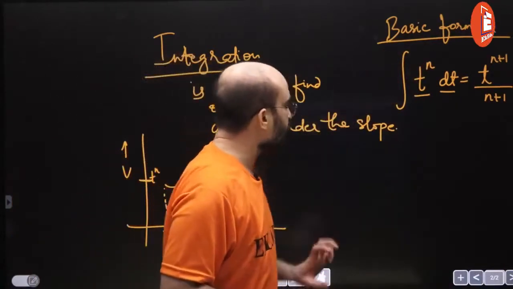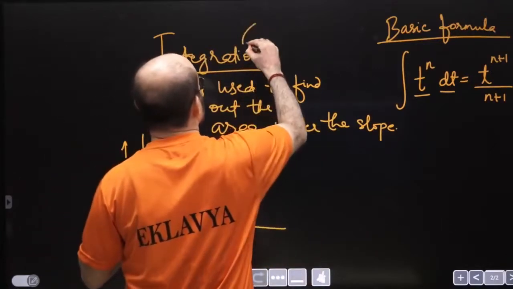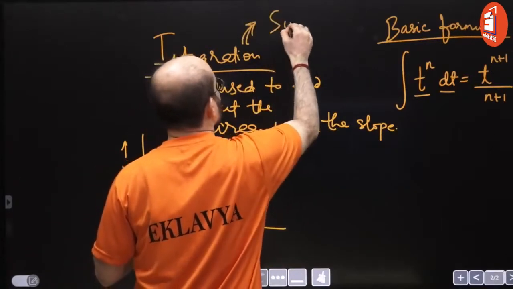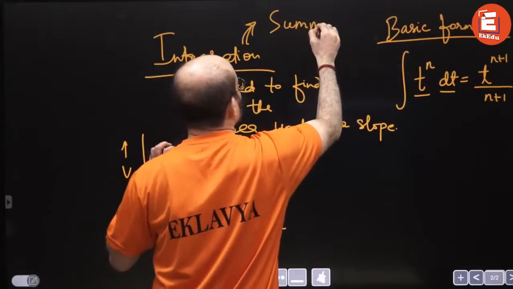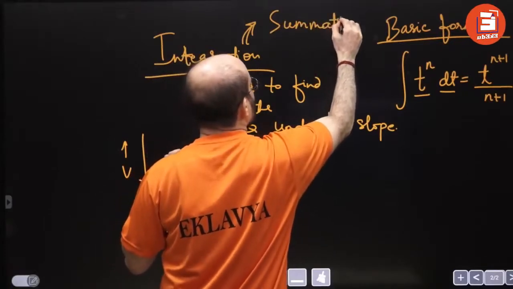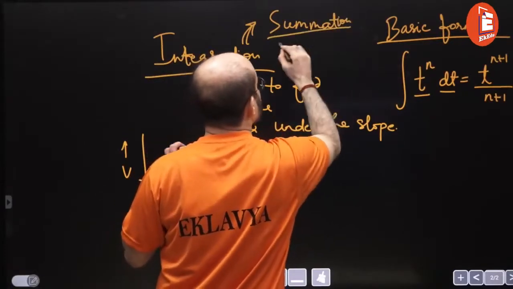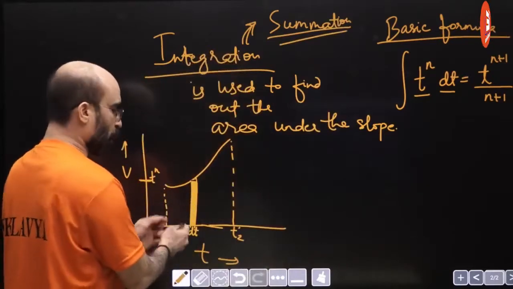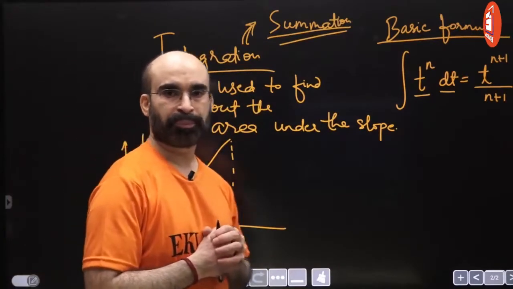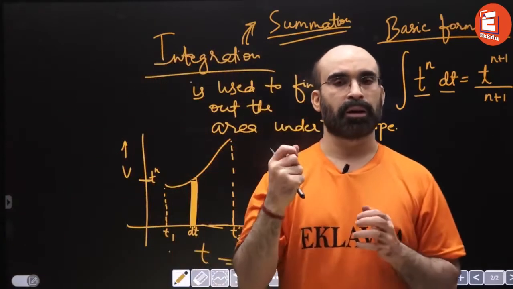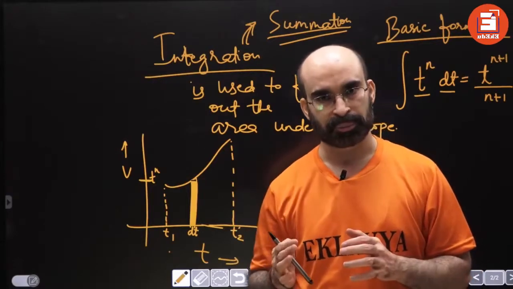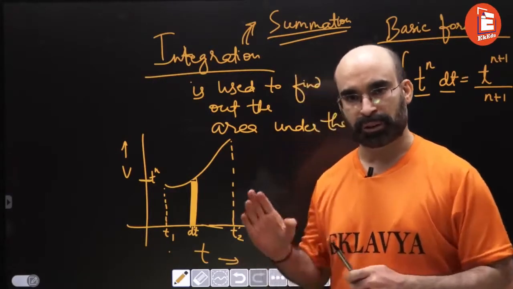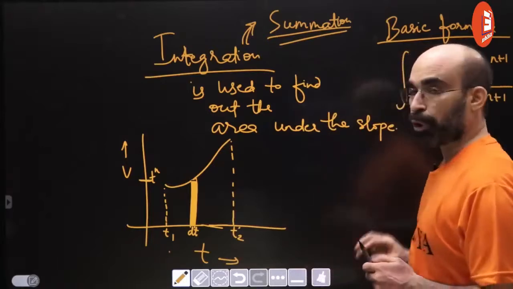So integration means summation. Integration means adding up all the smaller areas of such strips within this limit. This is the idea behind integration. I hope you have understood this, and this is the basic formula.